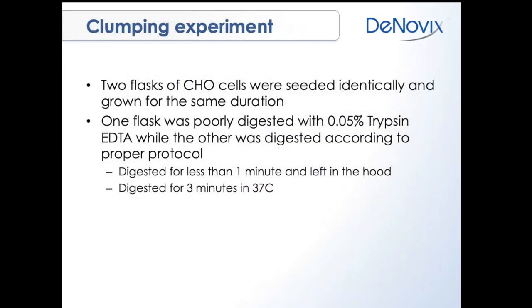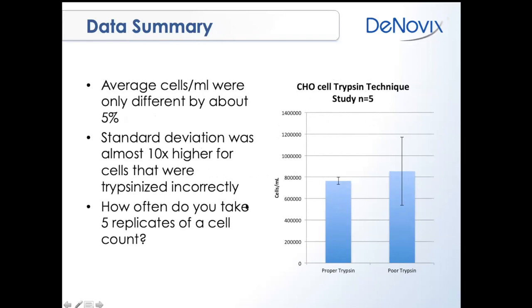So just to get an idea of this with real samples, we did another quick experiment. We took CHO cells, seeded 2 flasks, and grew them for the exact same amount of time. One we poorly digested, so we rushed through the digestion step, and the other one we digested according to the trypsin manufacturer's protocol. And we took 5 replicates of each, the poorly digested sample and the properly digested sample.